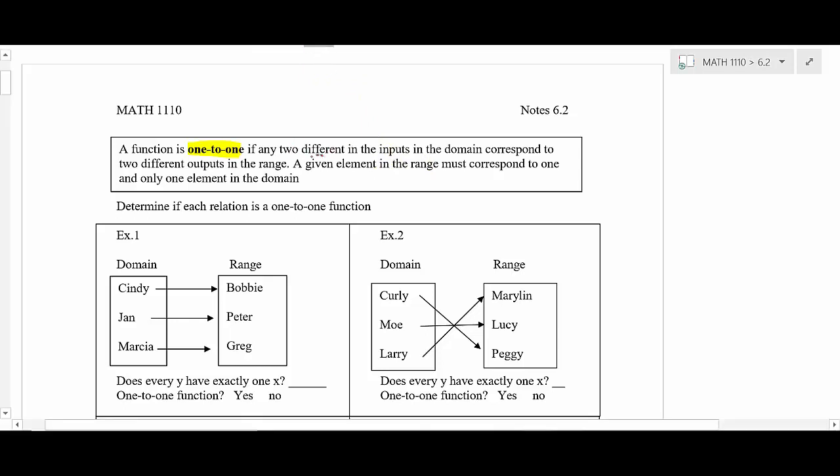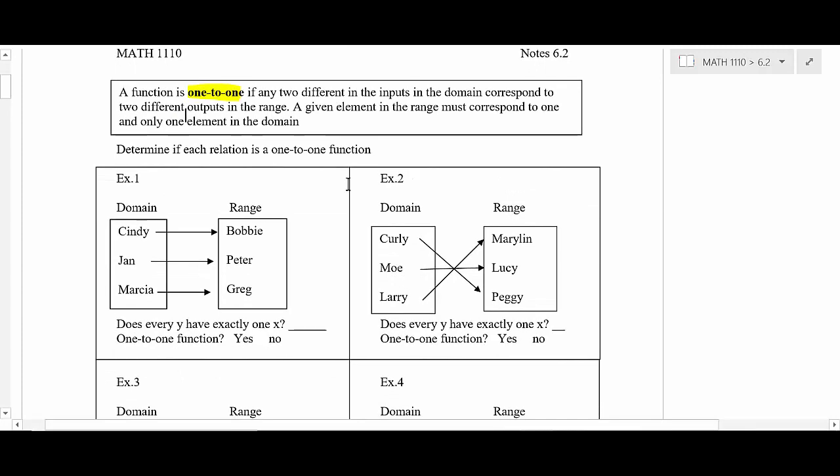So this is the definition I think our book uses. It says, if any two different inputs in the domain correspond to two different outputs of the range, a given element in the range must correspond to one and only one element of the domain. That to me is kind of wordy, okay? It's just as easy if I explain it this way. And I think the way you ought to write this is like this. I would write this down instead, okay?